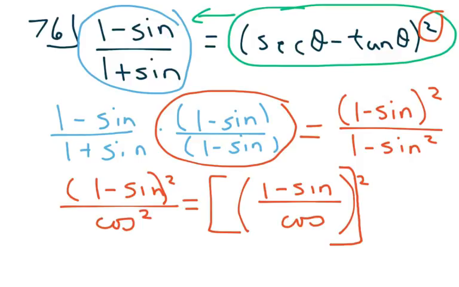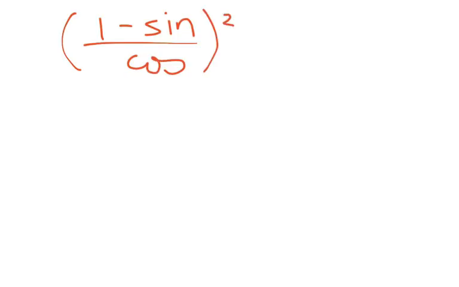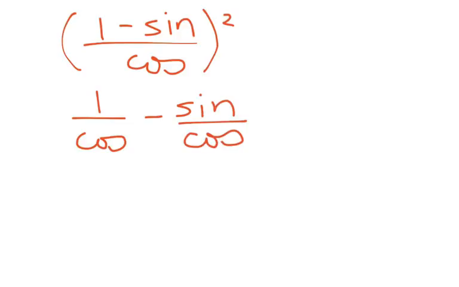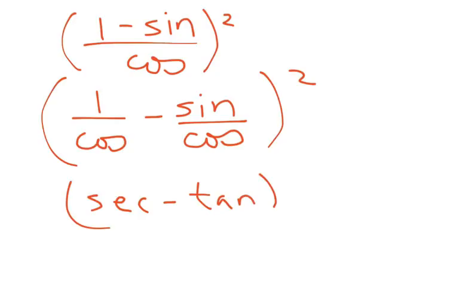Now when I write it over a common denominator, let me rewrite this again. I have 1 minus sine over cosine squared. Now when I write it as 1 over cosine minus sine over cosine squared, I have secant minus tan squared, which is our desired result. So that's a different way to do them.